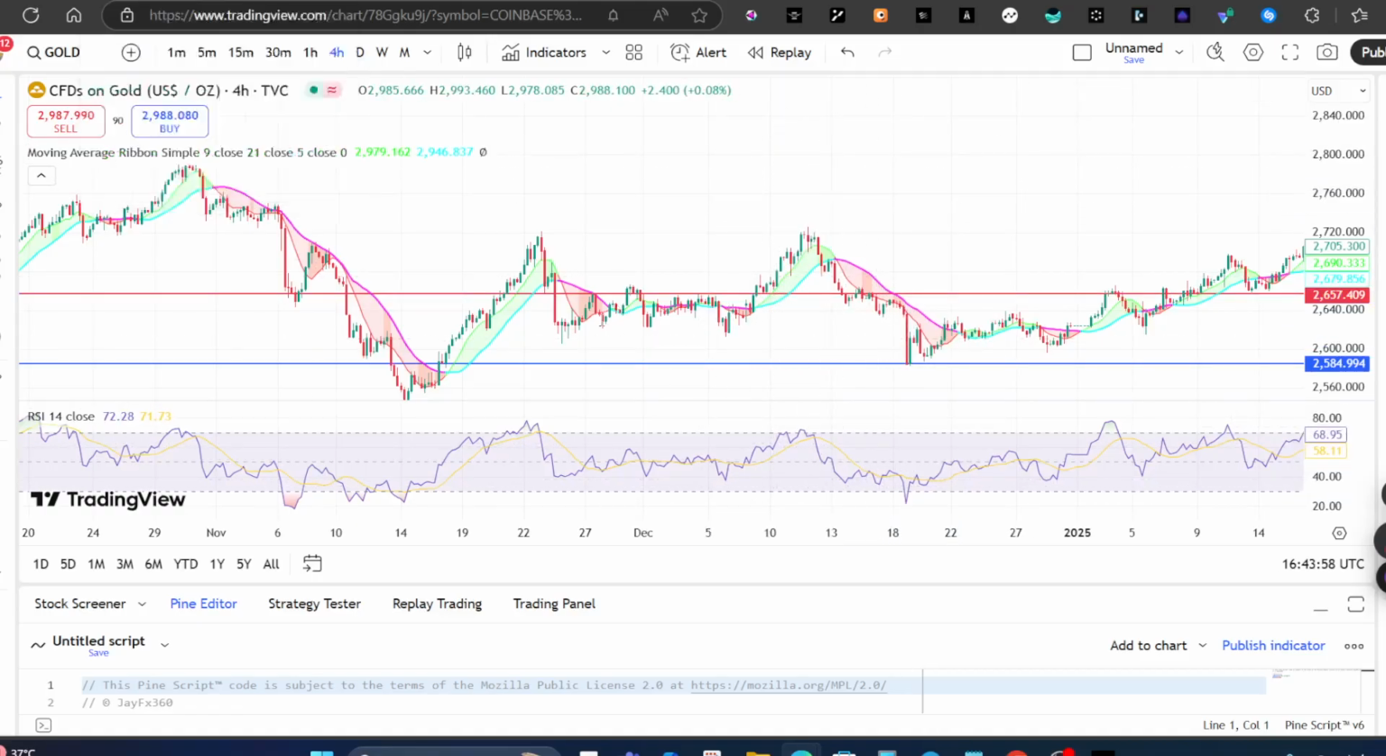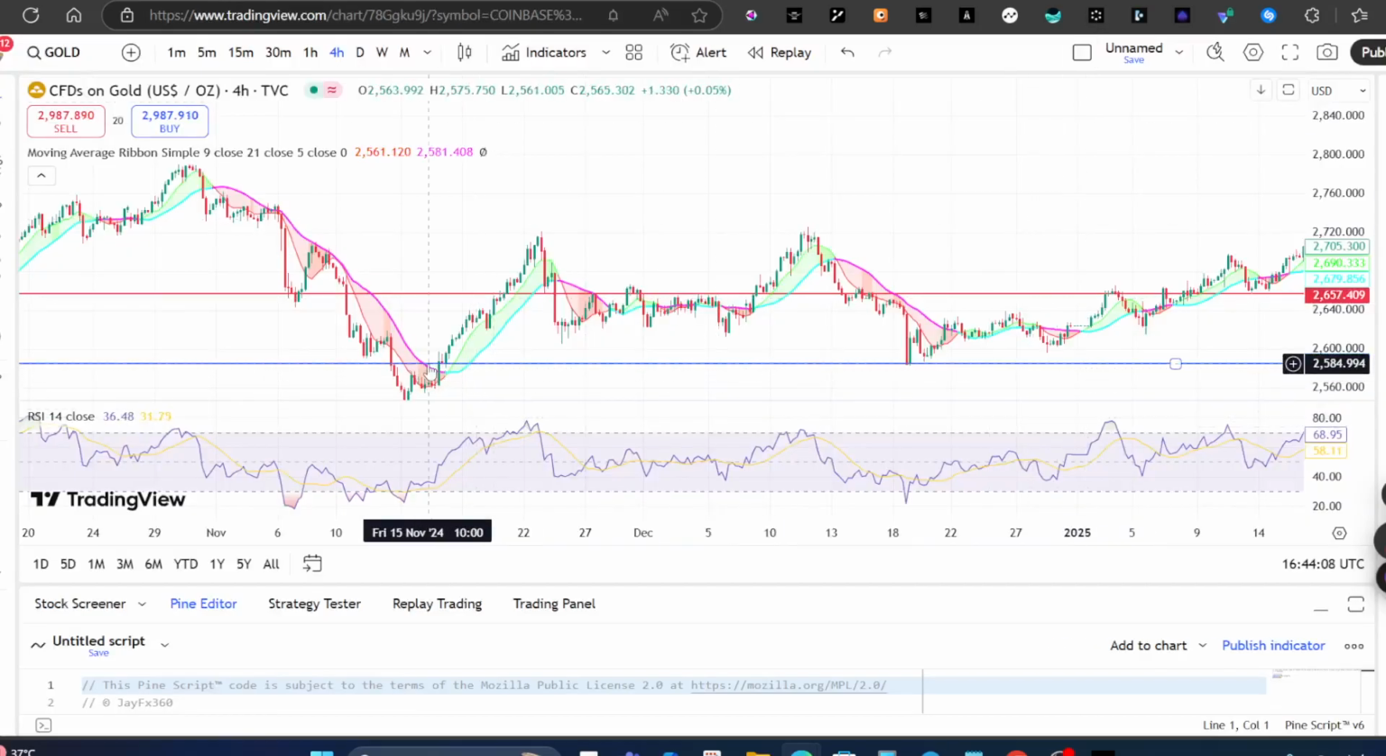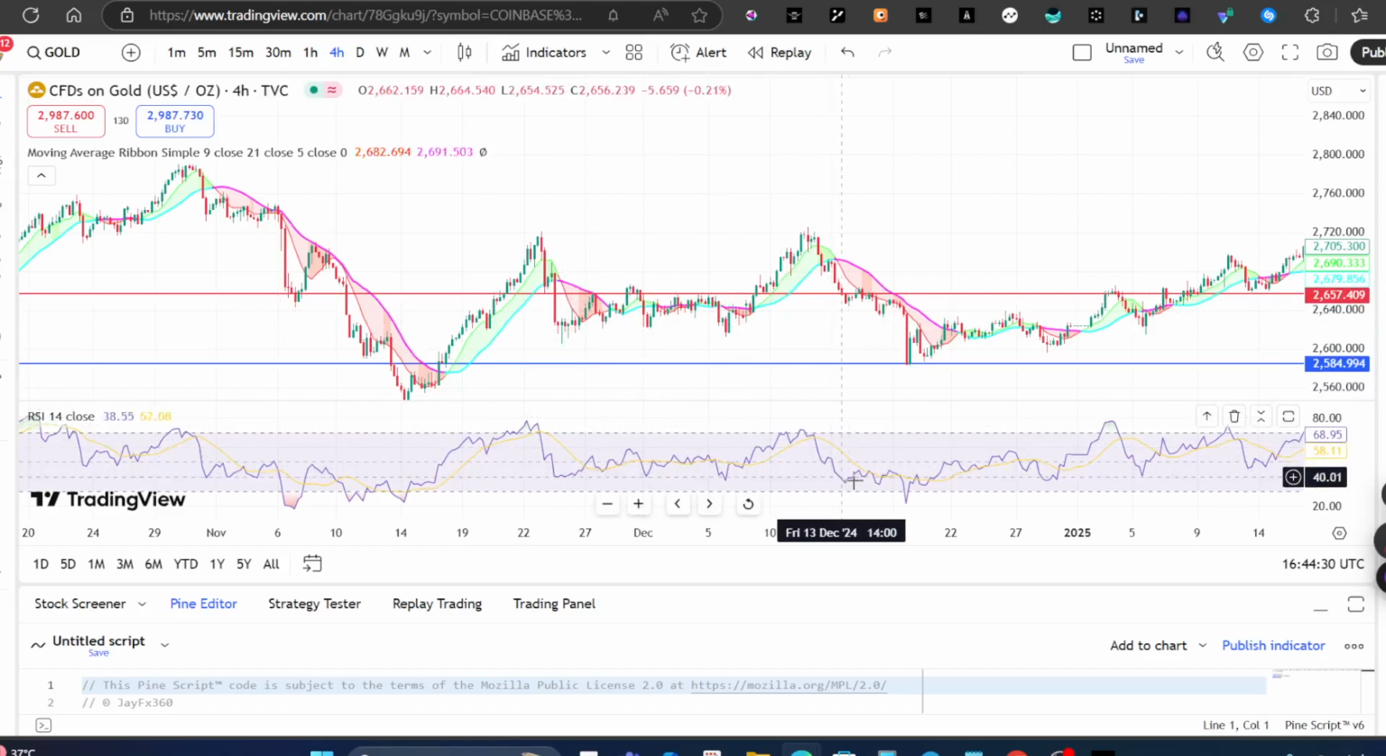Now, for our exit conditions, you close the long position when the RSI becomes overbought, and you close the short positions when the RSI becomes oversold. So here we can close our buy trade which we entered here. This was the buy trade we entered here, right? So we would have closed it when the RSI entered overbought, somewhere around here, based on the conditions that ChatGPT gave us. Then for our sell trade, we would have closed it when it entered oversold. So that would have been here.